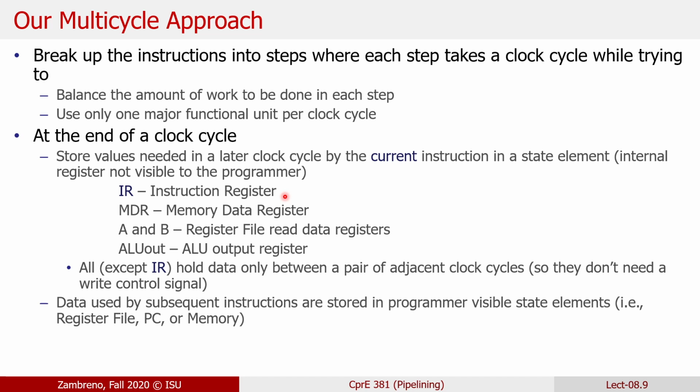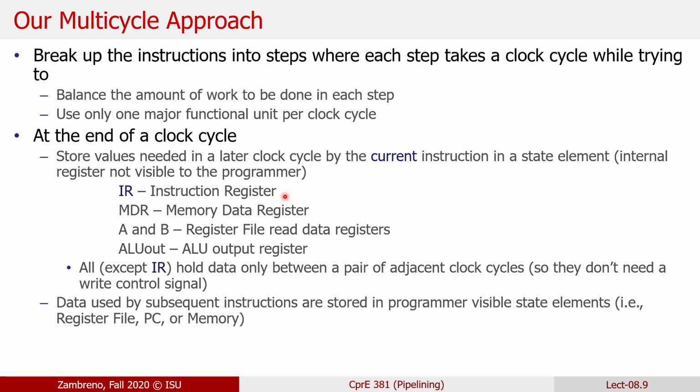So unlike in the single cycle implementation, where at the end of a clock cycle the instruction is done, at the end of a cycle in a multi-cycle implementation, a particular step is done. And that's what those additional registers are there for. And these are their names.